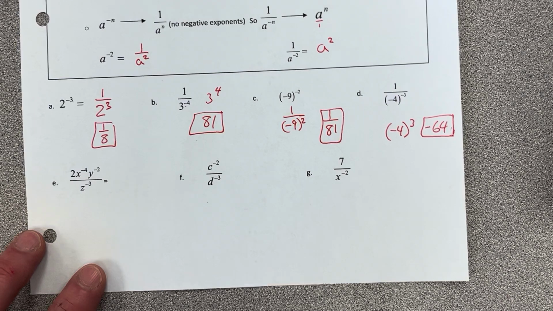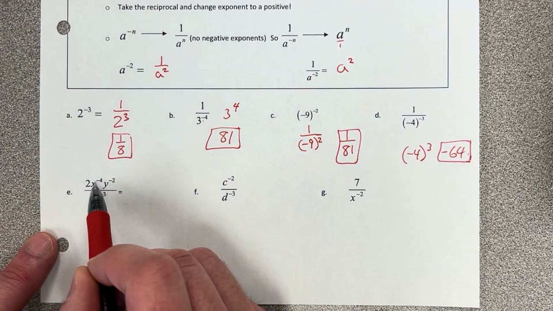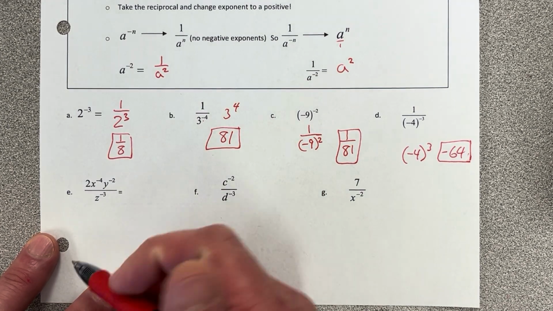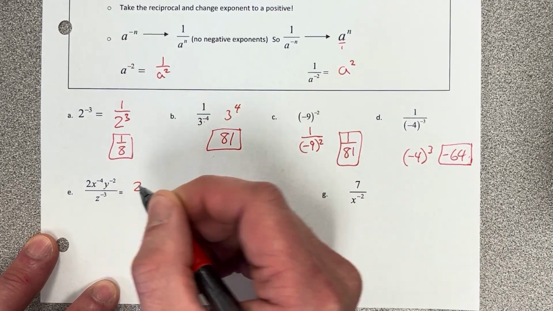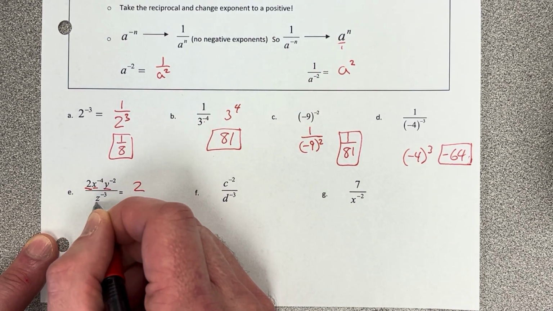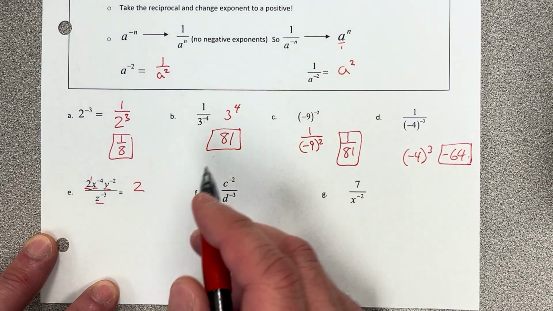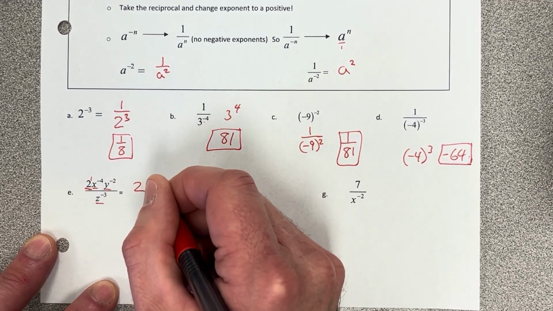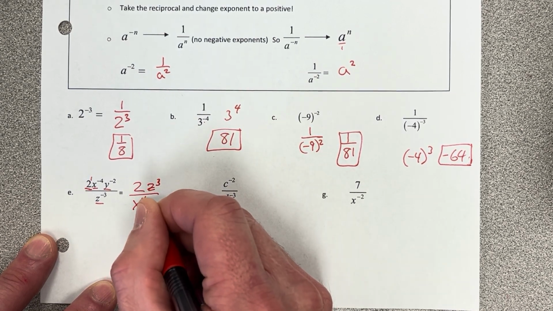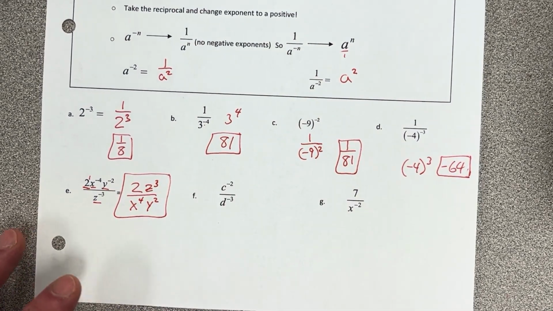Okay, so now E gets a little more complicated. What I see here is some negative exponents upstairs, some negative exponents downstairs. They need to move. The 2 doesn't have any exponent with it that needs to move. Technically, it's got an exponent of 1. It stays right where it's at. But everything else moves. The Z comes up. The X goes down. The Y goes down. And we are done. It's kind of like a puzzle.